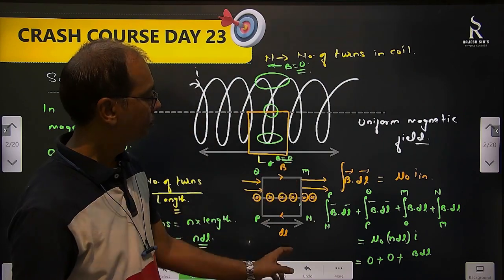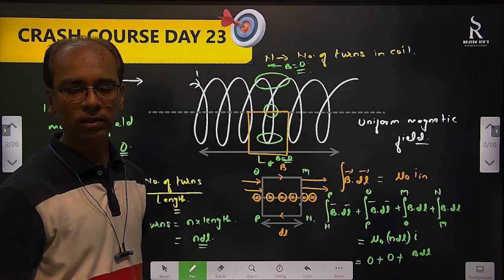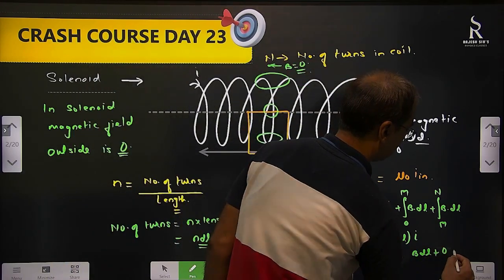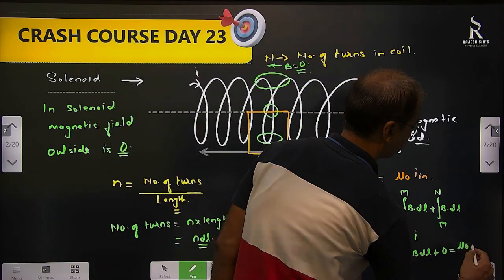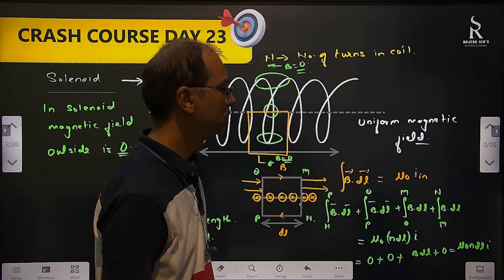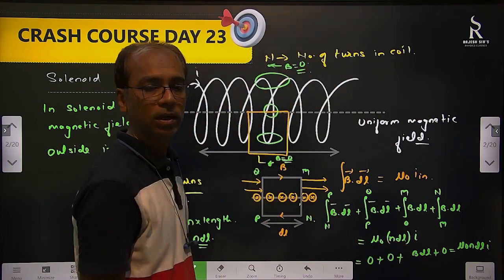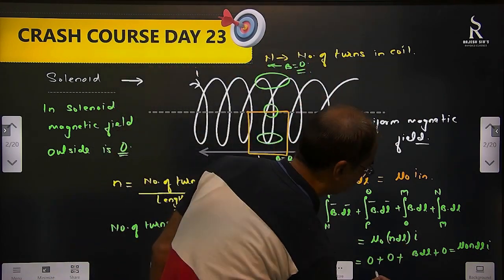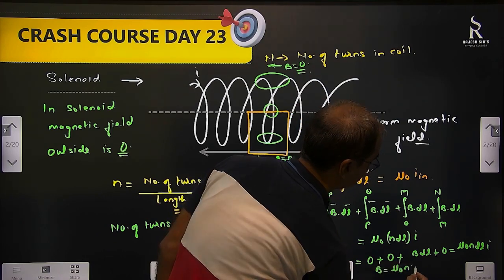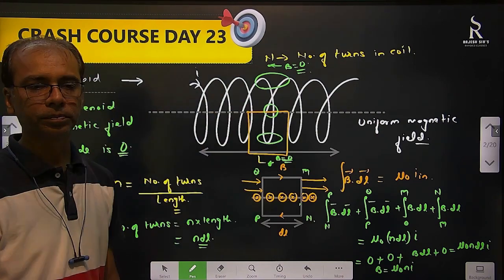Okay, here also the magnetic field is like this, and dl is like this. That means again the angle is 90, so again 0. Equal to what? Mu naught n dl into I. Now you can see that this dl and this dl get cancelled. So we are getting the magnetic field inside the solenoid as mu naught nI, where n is the number of turns per unit length and I is the current.